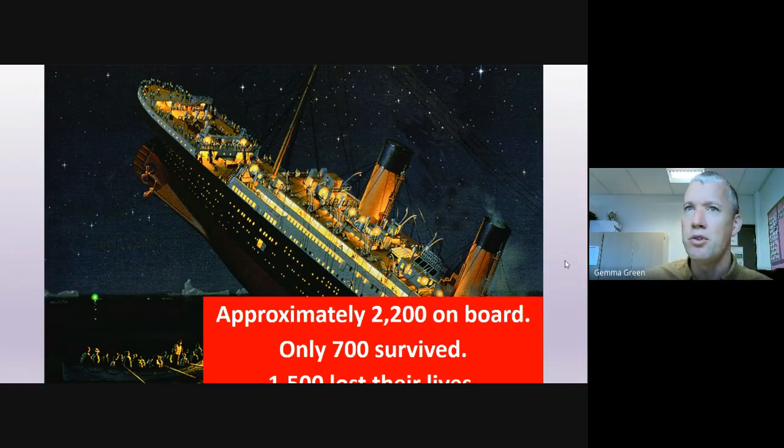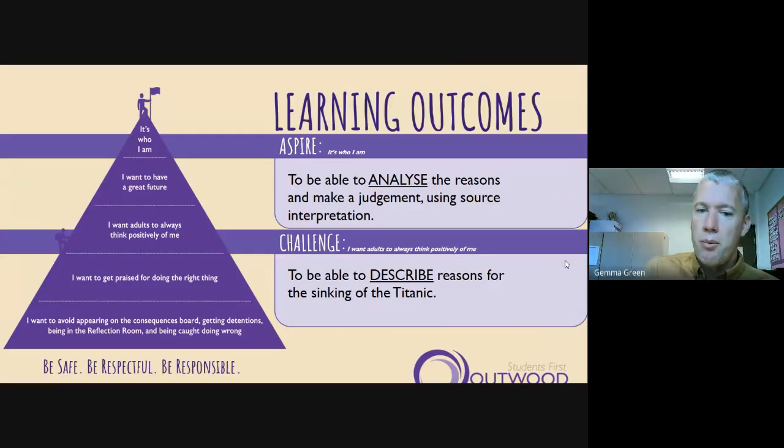So we're going to look at the reasons why that was, why it was such a disaster, what happened. Now, at Outwood, and especially at Bydales, we have a challenge and aspire. Our challenge is something that we're hoping to get past during the lesson. Our aspire is where we want to be. So our challenge today is to be able to describe reasons for the sinking of the Titanic. Why actually did the Titanic sink? What were the reasons behind it? Our aspire, where we want to be, is to be able to analyse the reasons and make a judgment, so be able to actually make a judgment of who was responsible for the sinking of the Titanic.